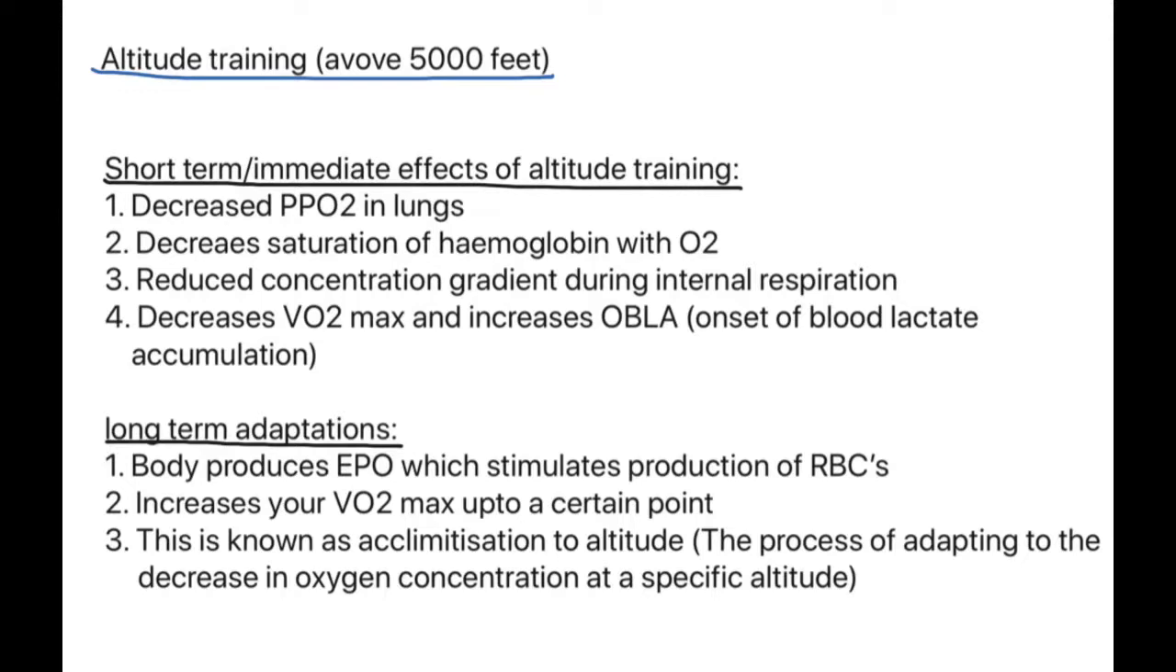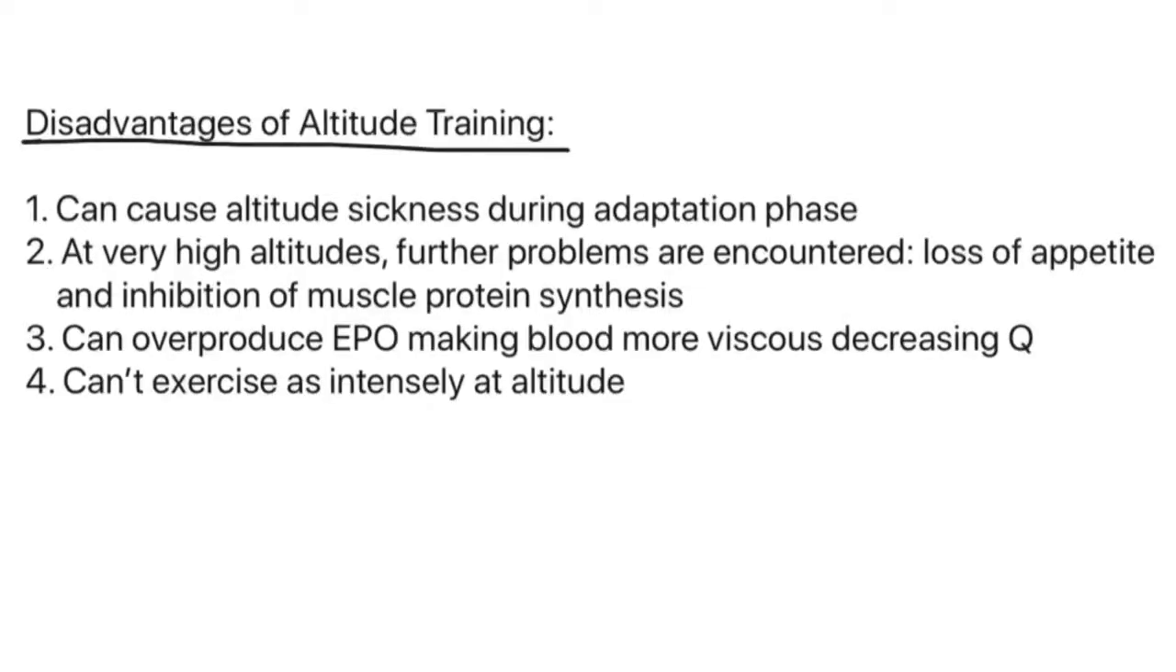But in the long term, if you continue to do this for about 3 weeks, your body will then produce EPO, which stimulates the production of red blood cells. What does that mean? It means that your VO2 max increases up to a certain point. So what's VO2 max? VO2 max is the ability to inhale, transport, and utilize oxygen. The maximum amount of oxygen you can inhale, transport, and utilize per minute of exhaustive exercise. So what happens in the long term is you acclimatize to altitude. And the definition of that is, it's the process of adapting to the decrease in oxygen concentration at a specific altitude. So, as per normal, we also have those disadvantages of altitude training.